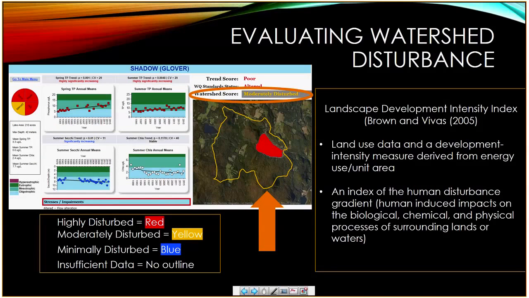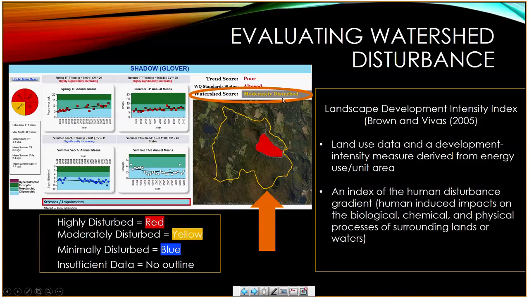So the final thing that we share through this pop-up is watershed disturbance. And all of us know that what happens on the watershed influences the quality of the water in the lake downstream. So we've worked to capture that information because it puts the rest of the data that we've already shared into better perspective. So that is captured. The watershed score is captured here on the text on the right side.